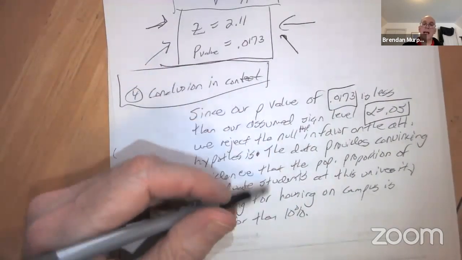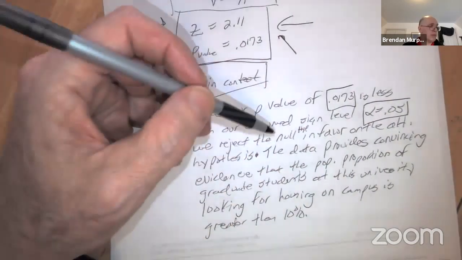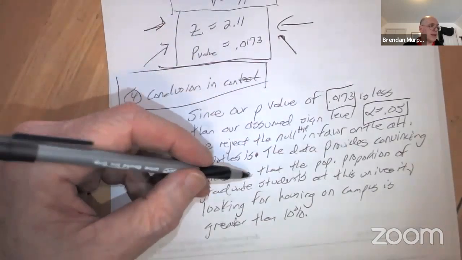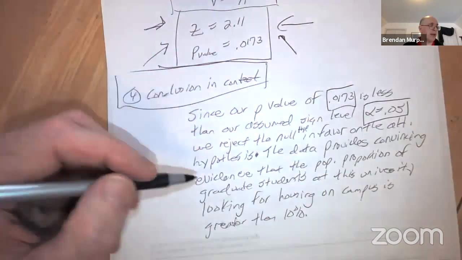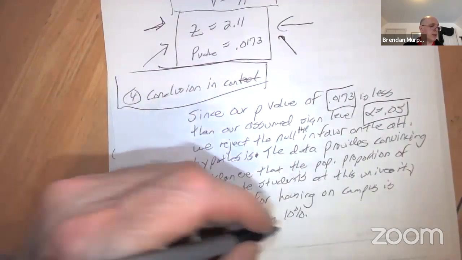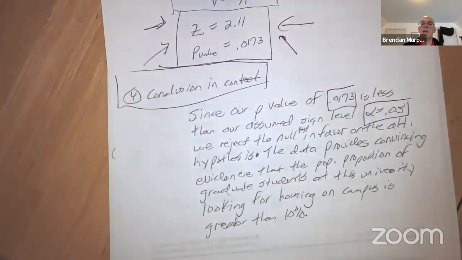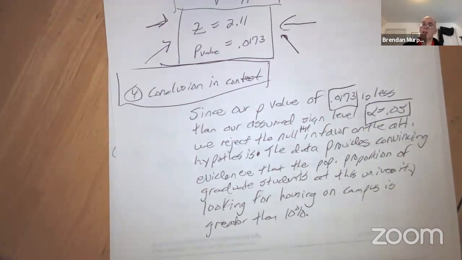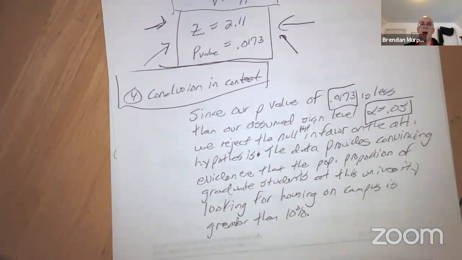But my next sentence really has to tie it into this problem. So the data provides convincing evidence that the population proportion of graduate students at this university looking for housing on campus is greater than 10%. I haven't said I've definitely proved or anything. That's not what a hypothesis test does. But the evidence that we've collected is leading me to believe that perhaps the university does need to build more housing and or that it's more than 10%.